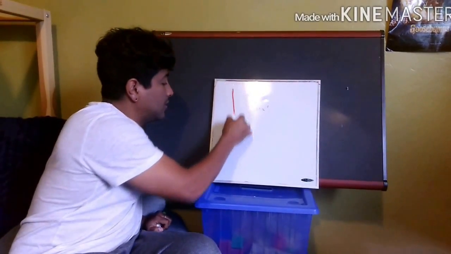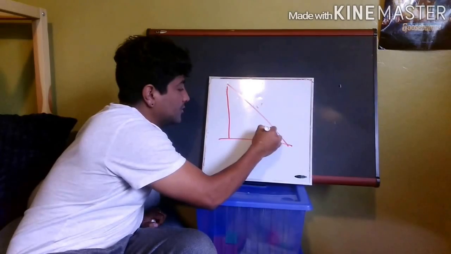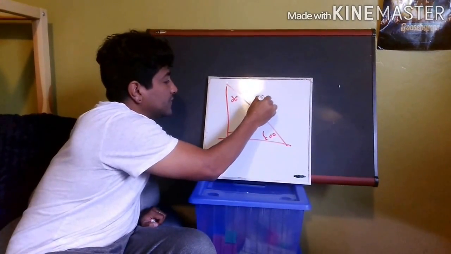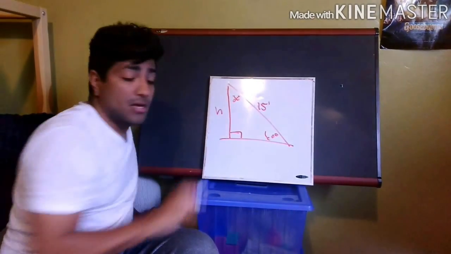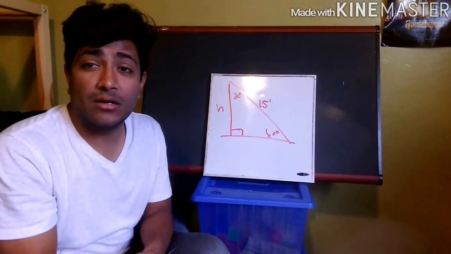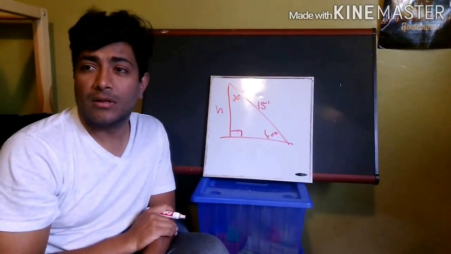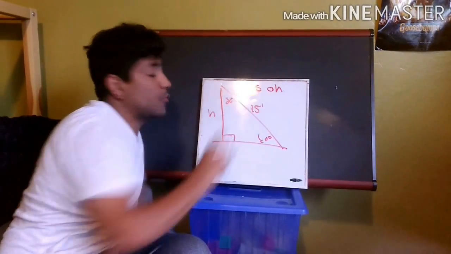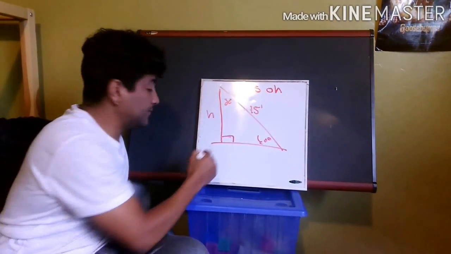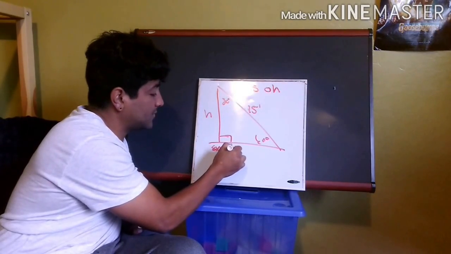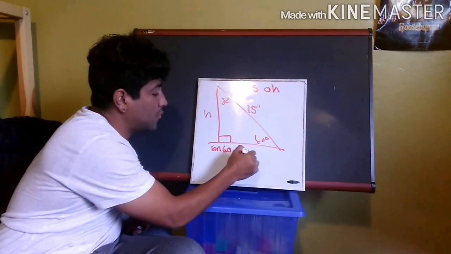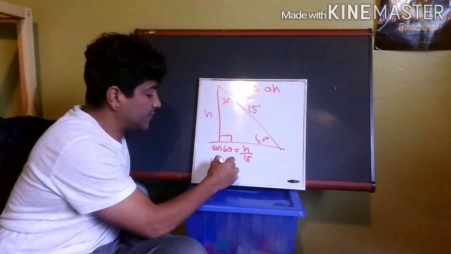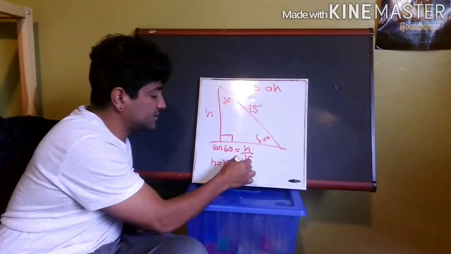So we know the 60 degrees, 90, and we know that this is 30, and that our ladder is 15 feet long. To get the height, we're going to use sine. So what is sine? Rex? Correct. Sine is opposite over hypotenuse. So sine of 60 is equal to opposite h over 15. H will equal 15 sine of 60.